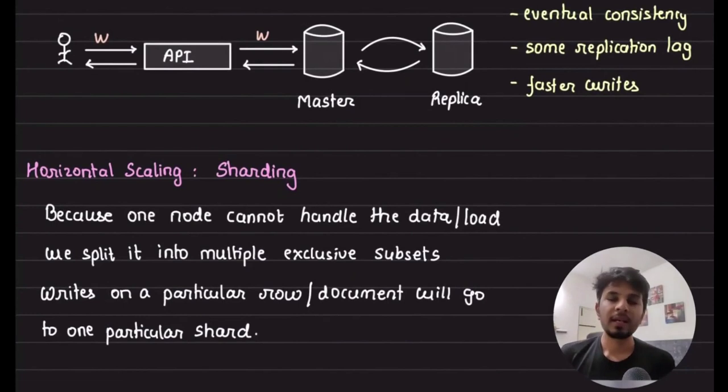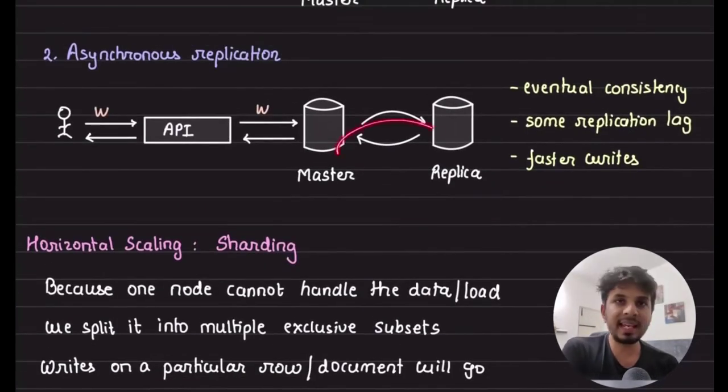Right. Now, the next way to do horizontal scaling is sharding. Sharding is very interesting. So here what we did is we scaled the reads.